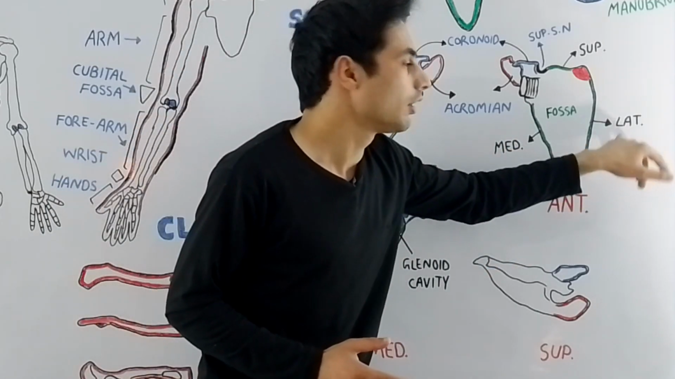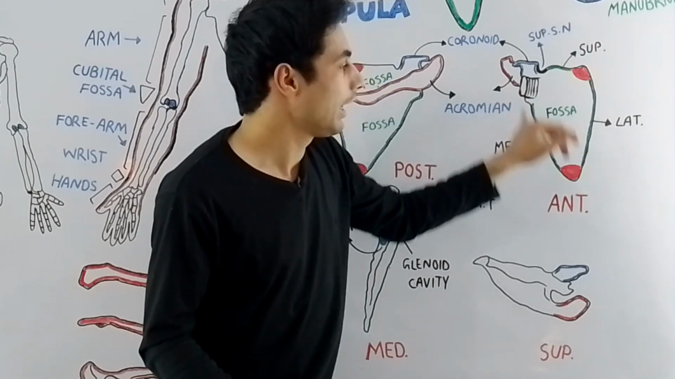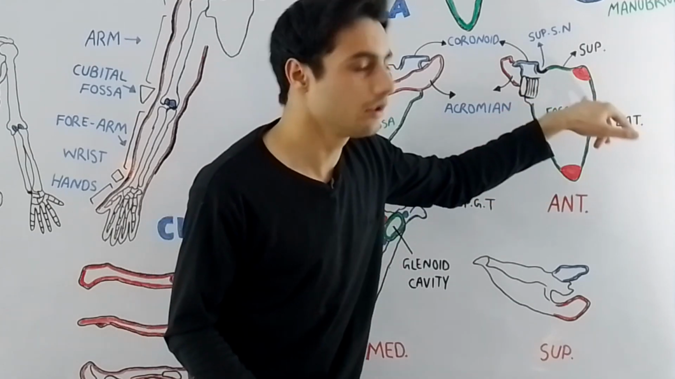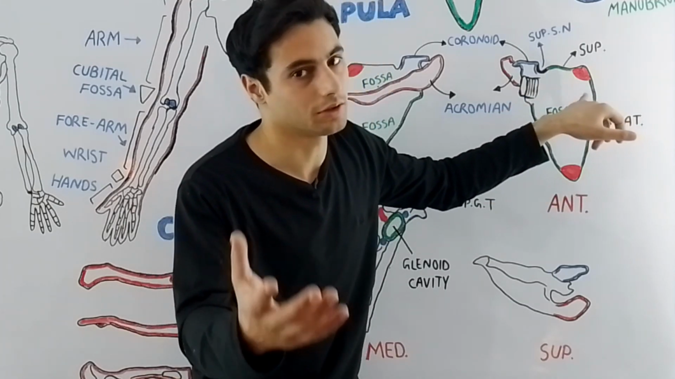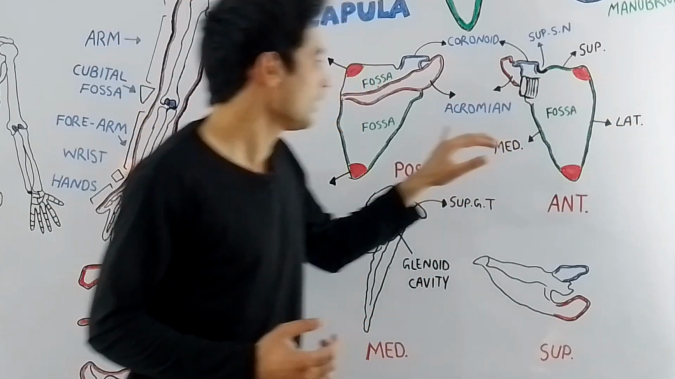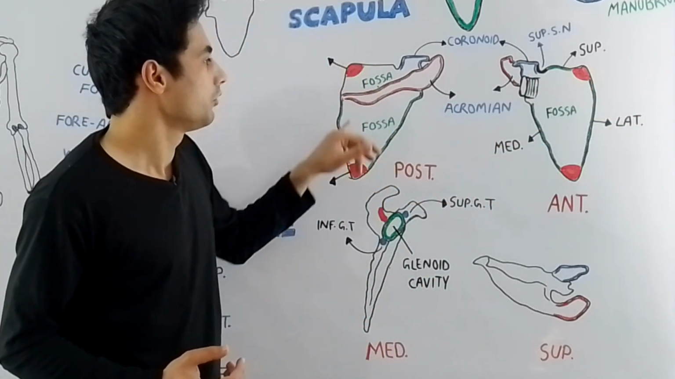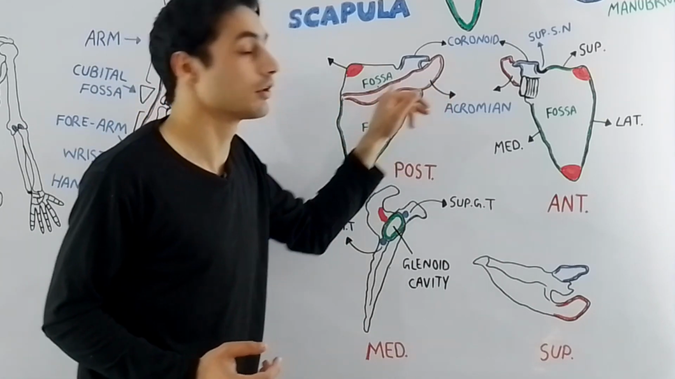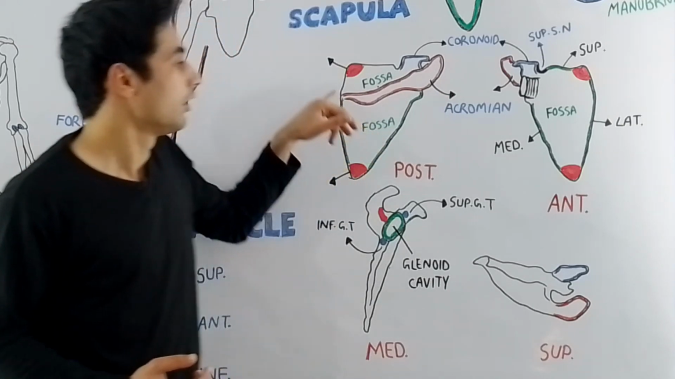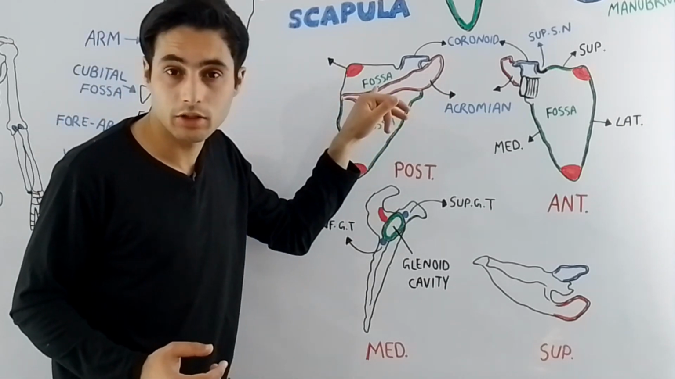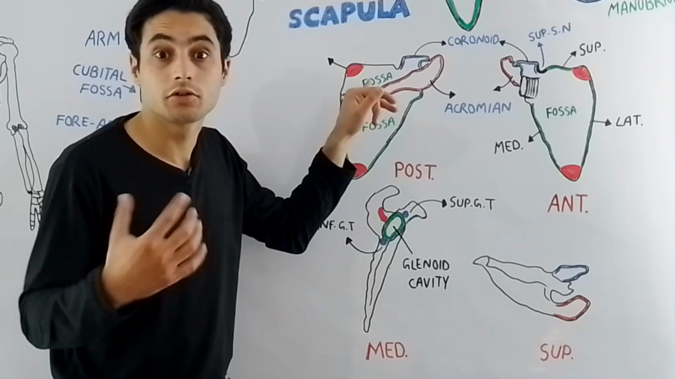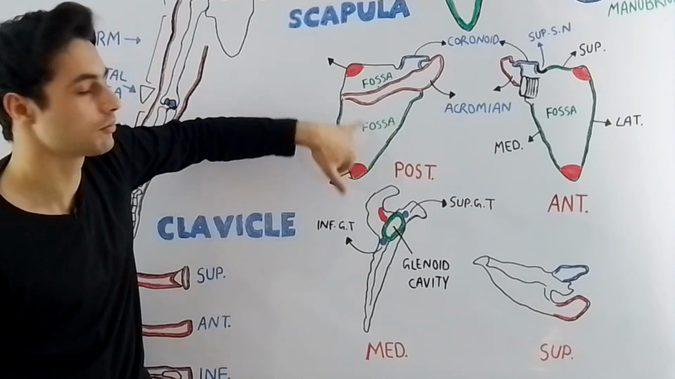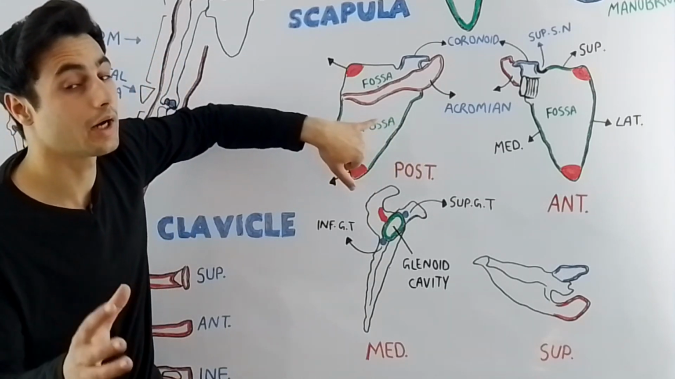On the lateral side, we have the lateral border. The end, which is medially, so it will have the medial border. Superiorly, we have, yes, the superior border. Now, if we look posteriorly, we have 2 important fossas which are formed by this red colored acromion process. The fossa which is above the acromion process is known as the supraspinous fossa, and this fossa which is behind this acromion process is the infraspinous fossa.